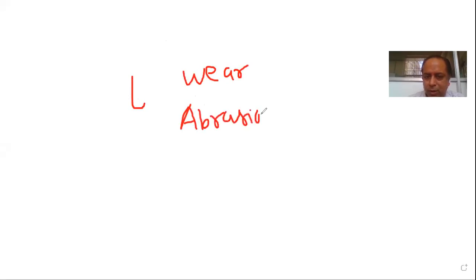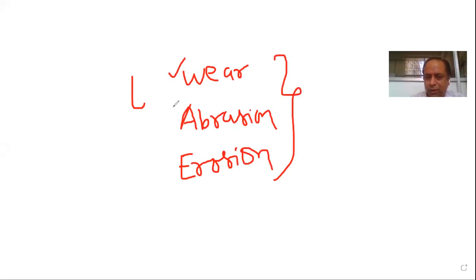Okay. So see here, lots of terminology we use. One terminology you heard about is wear. One similar thing you heard about is abrasion. See the difference among all these things. And one term we will use is erosion. Okay. Basically, all these three terms, whether it is called wear, abrasion, or erosion, are related to the loss of material.